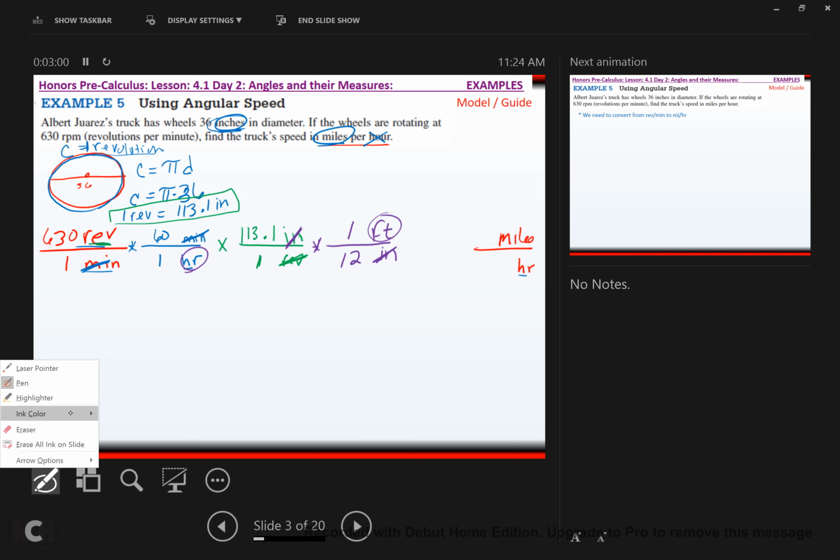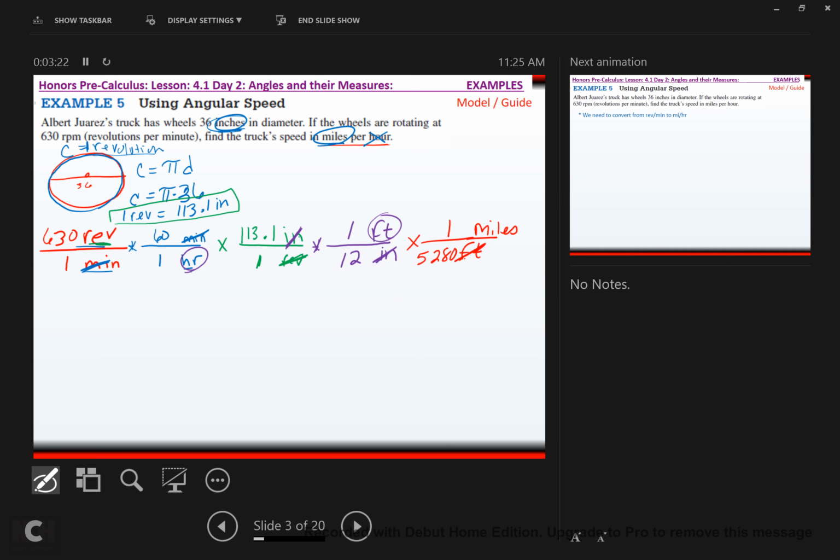Getting closer. I don't want feet per hour, I want miles per hour. So to get rid of feet, I'm going to put that on the bottom, and I'm going to put miles on top. And there are 5,280 feet in 1 mile. Now that's going to get rid of feet, and that's finally going to put me in what I want, which is miles per hour.